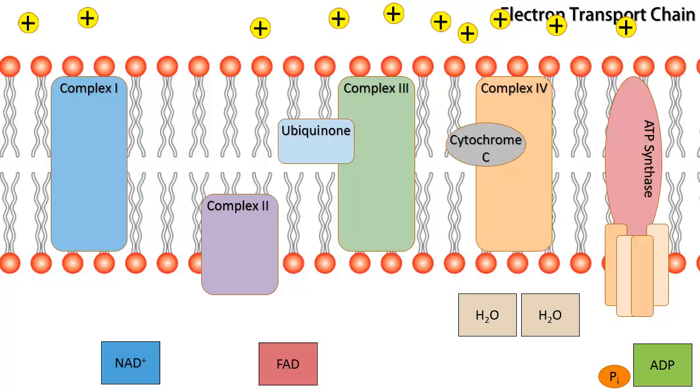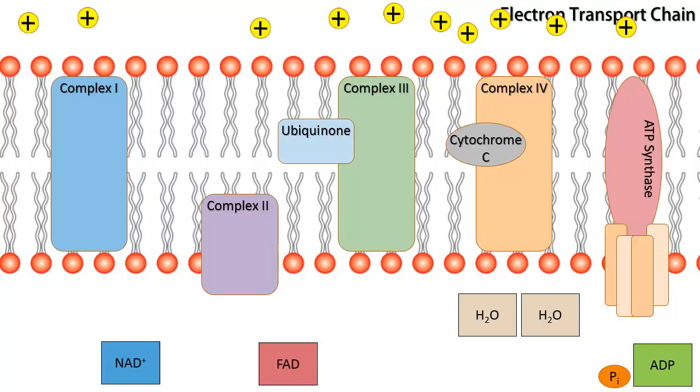Now I want you to take a look at what has happened so far. We started out with a bunch of hydrogen, a bunch of protons in the mitochondrial matrix, and we ended up with a bunch of hydrogen on the other side. So because there's so many hydrogens on the one side now, they're going to want to get to the other side. And the only way they can do that is through the ATP synthase.